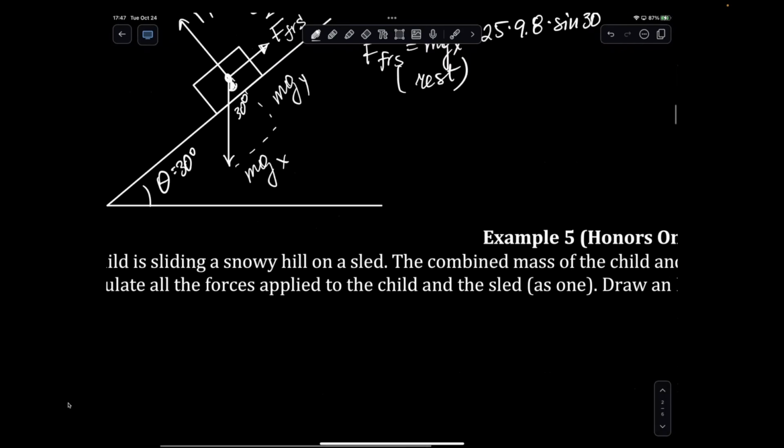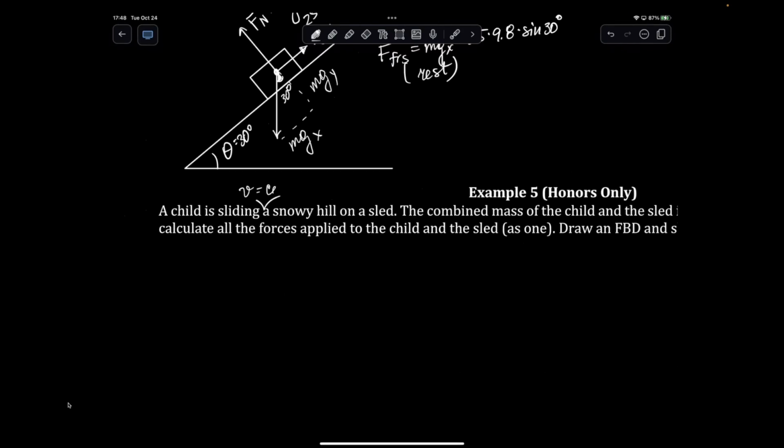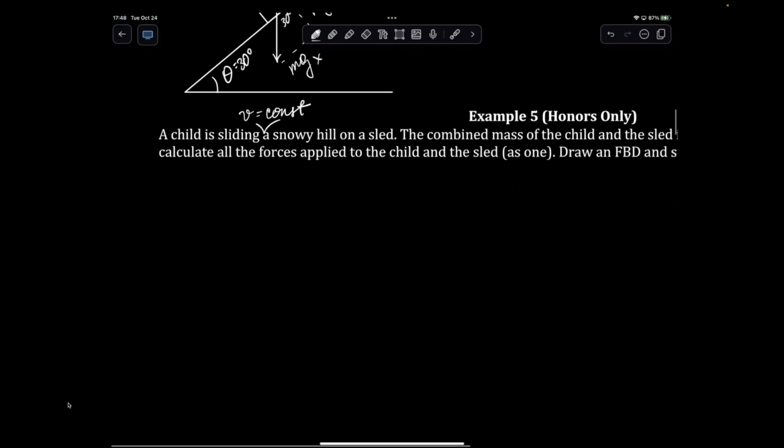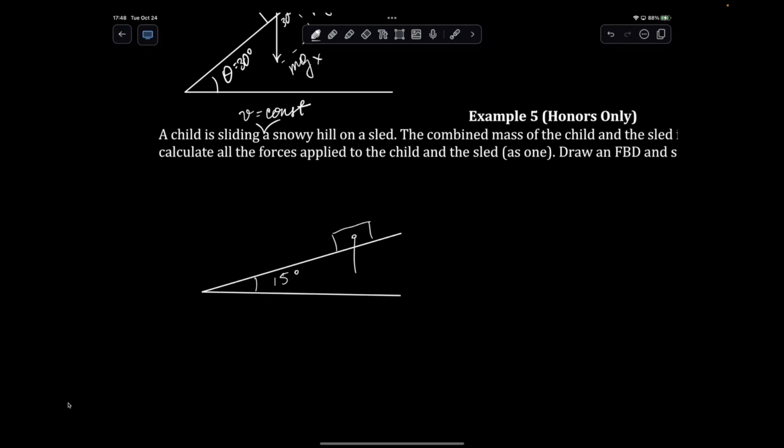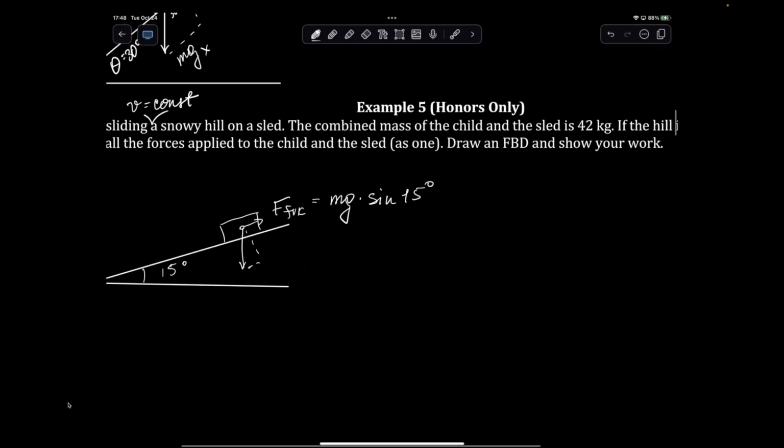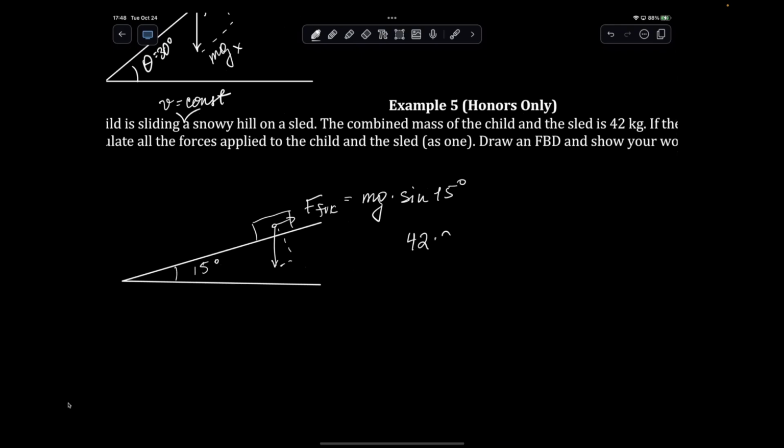All right, then example 5, v equals constant. So it's sliding down, that sled is sliding down this little 15 degrees at a constant velocity. So again, I will say that my force of friction, in this case kinetic, will be equal to mg times sine of 15 degrees. So if I wanted to calculate, I will take my 42 times 9.8 times sine of 15. That will be my force of friction, kinetic, since it's sliding.